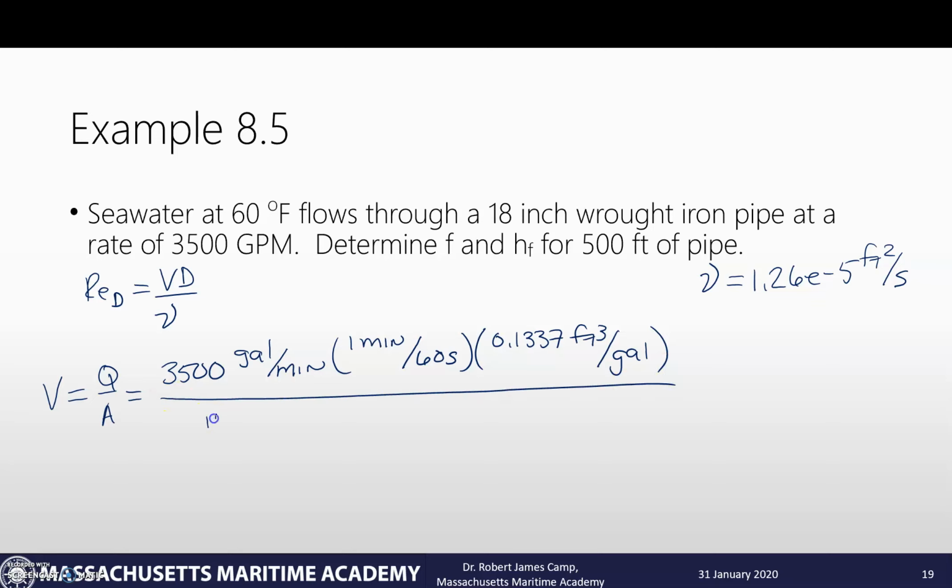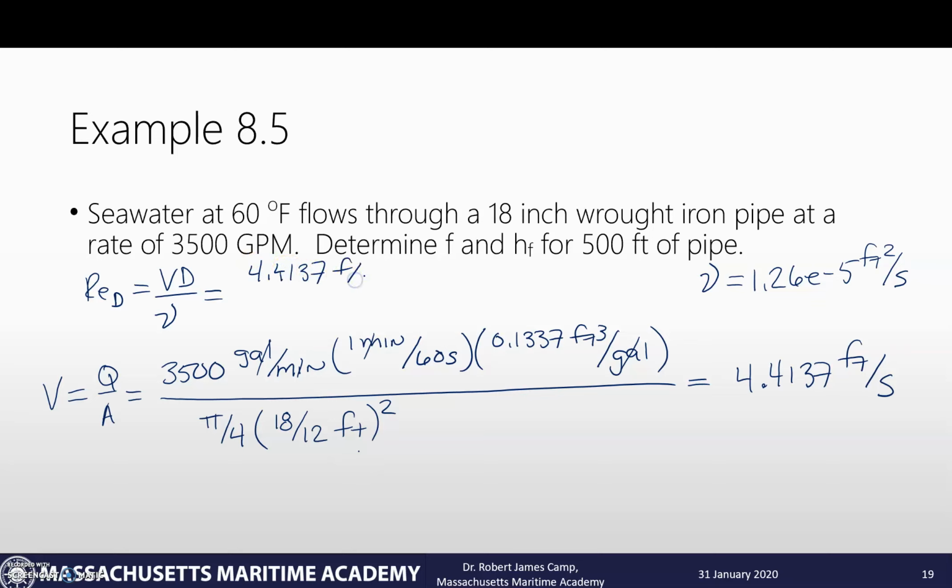Divided by the area, pi over 4 times our diameter of 18 inches. I'm just going to divide that by 12 right off the bat, and that's going to give me feet, squared. Gallons cancel, minutes cancel. I'm left with cubic feet per second, divided by square feet, that's going to give me feet per second. I bash that into my calculator, 4.4137 feet per second. So now I can plug that into my Reynolds number equation and calculate things out.